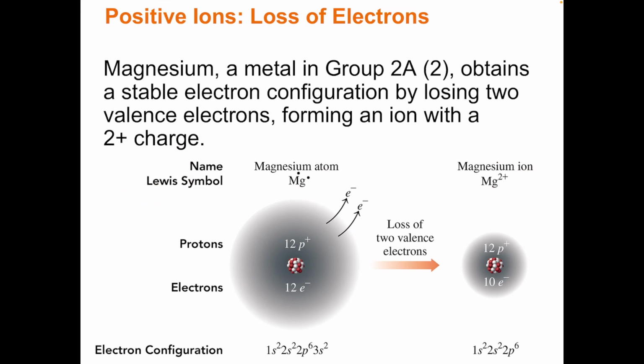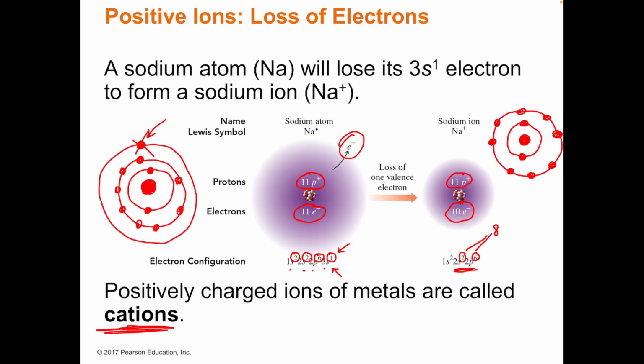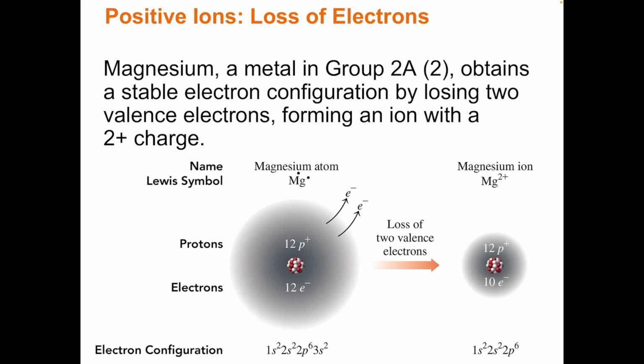So here's another example. We have magnesium, a metal in group 2A. We talked before about sodium. Sodium was in 1A, right? It's an alkali metal. Magnesium is in group 2A, and it will form a stable electron configuration by losing 2 valence electrons. So if we look at our electron configurations here, magnesium has 2 electrons in the 3s. In order to get down to that second energy level that we know has 8 valence electrons, it needs to lose both of these.